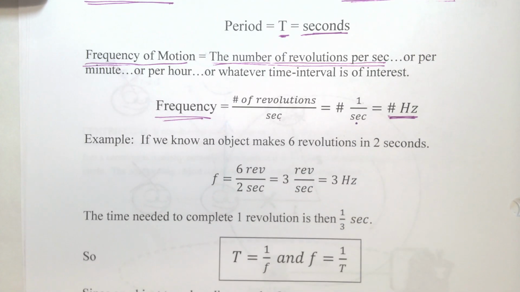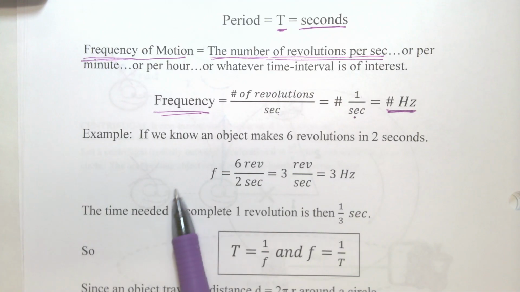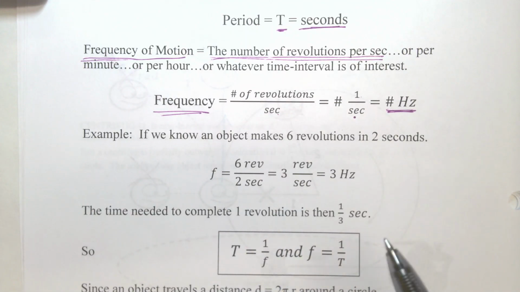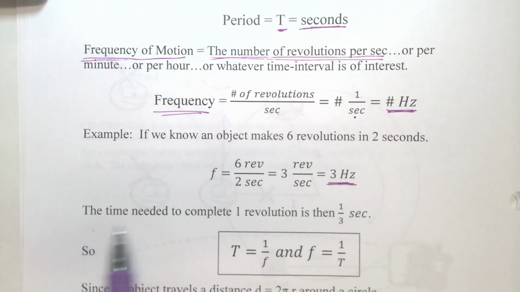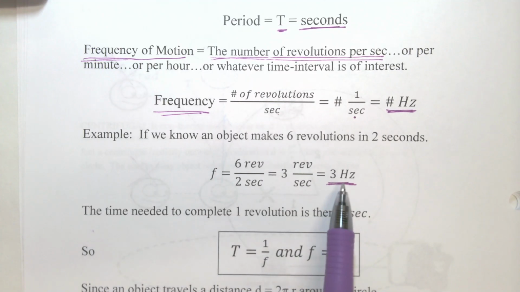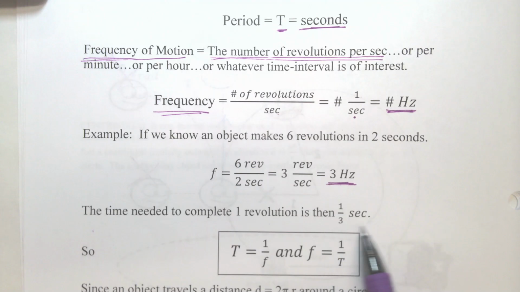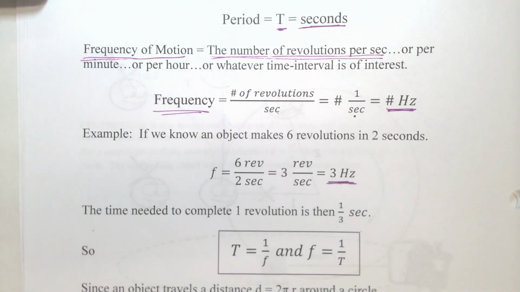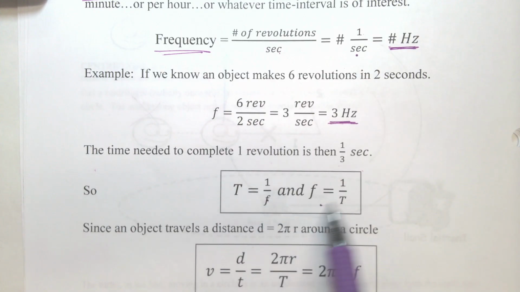All right. Let's take a look at an example. If we know an object makes 6 revolutions in 2 seconds, my frequency will be 6 revolutions in 2 seconds, or simply 3 revolutions per second, otherwise known as 3 hertz. Now, the time needed to complete one revolution is simply the reciprocal of that. It only takes 1/3 of a second to complete one revolution because it makes 3 revolutions in 1 second. So the period would be 1/3 of a second. All right? So period is the reciprocal of frequency, and frequency is the reciprocal of the period.